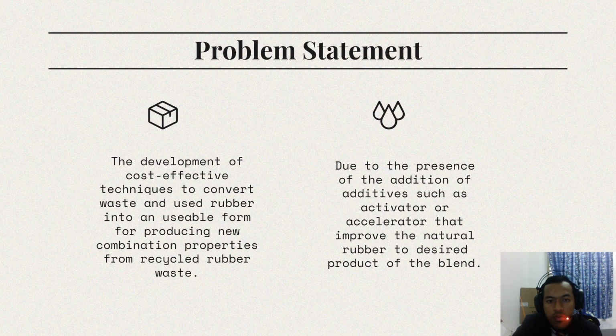So the problem with handling rubber waste is the cost of converting the waste into a usable product. In order to develop a cost-effective technique, because of the presence of additives such as accelerator to improve the natural rubber to the desired blend product.